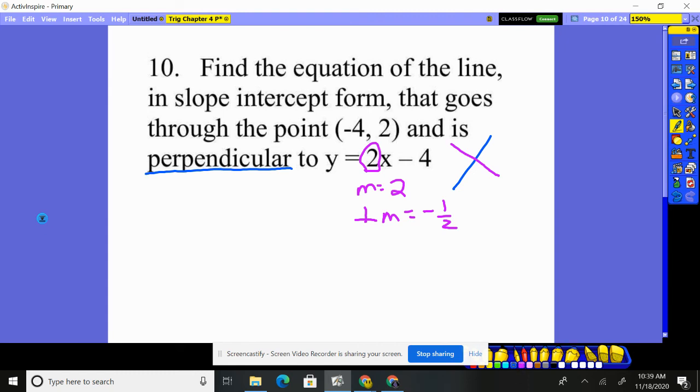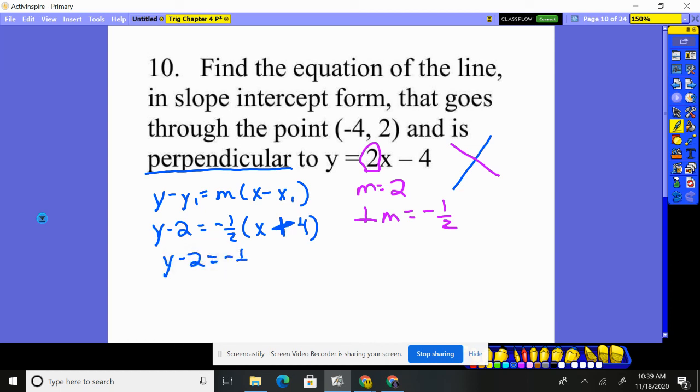So we go to our equation: y minus y sub 1 equals slope times x minus x sub 1. y minus, the y value is 2. The slope, we said, we've got to use -1/2. And the x sub 1 is a -4. Now that will change to a plus there. So we have y minus 2 equals, distributing through, -1/2 x minus 2.